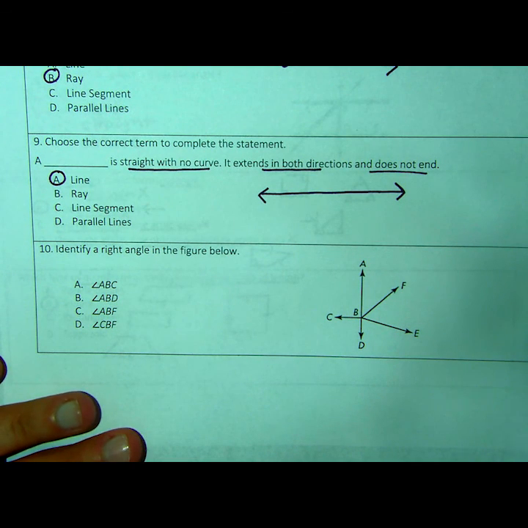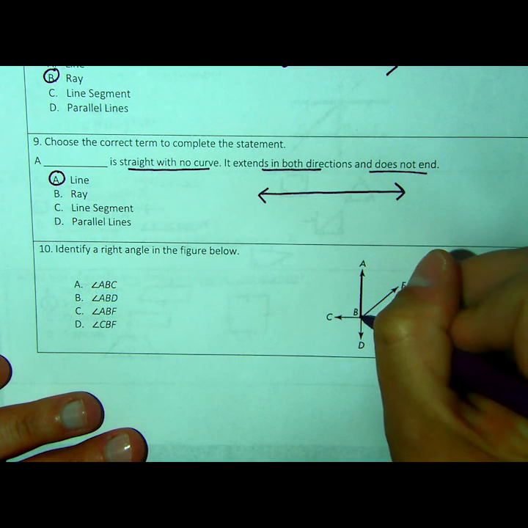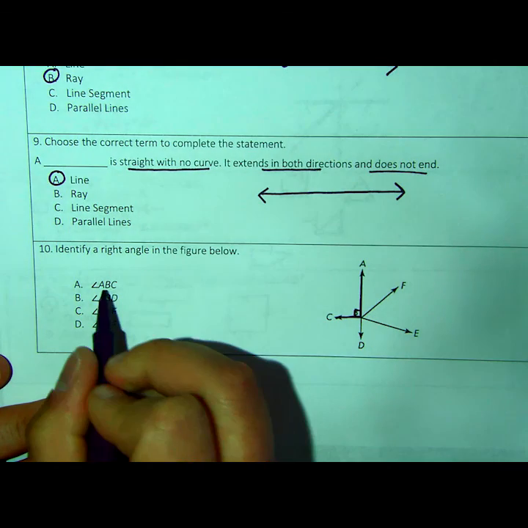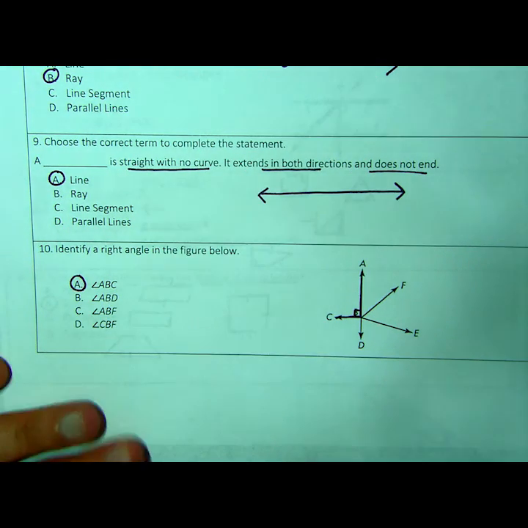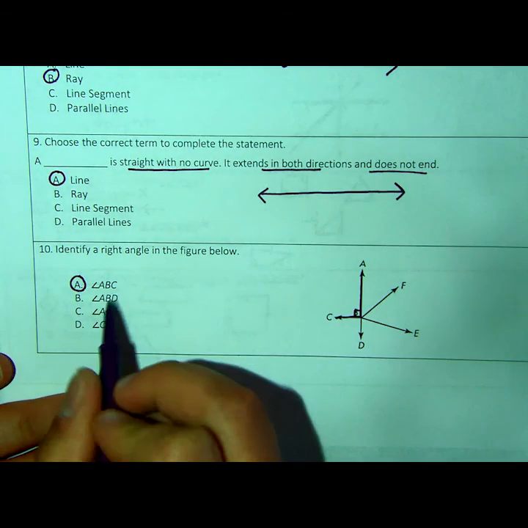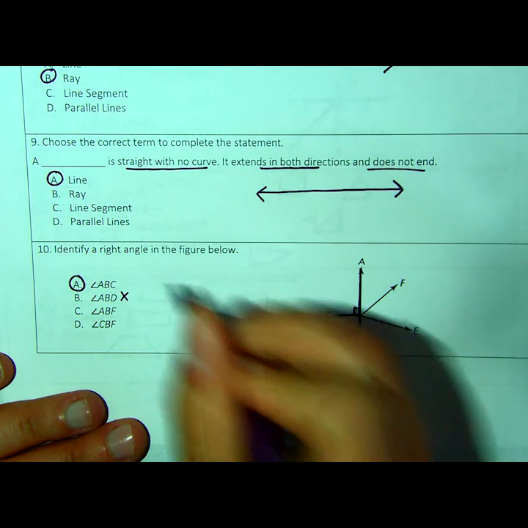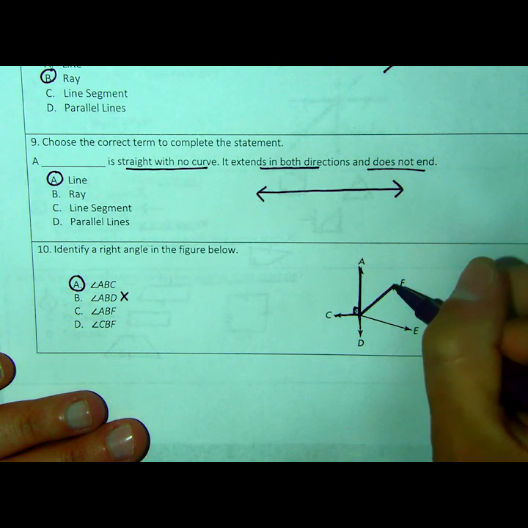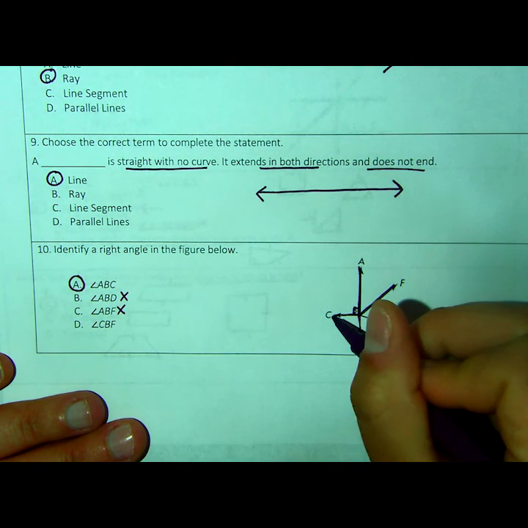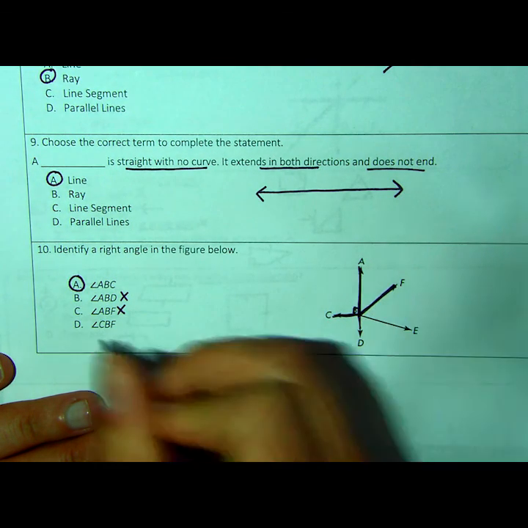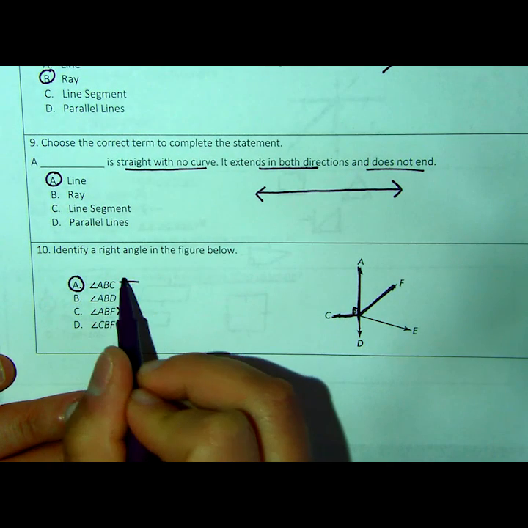Last one, identify a right angle in the figure below. I look right at this one and I see ABC right there. A, B, C. I don't know if there's any other right ones. Let's look. ABD, that's straight. ABF, that's acute. CBF, obtuse. A is the only right angle.